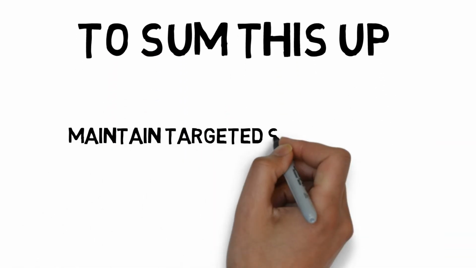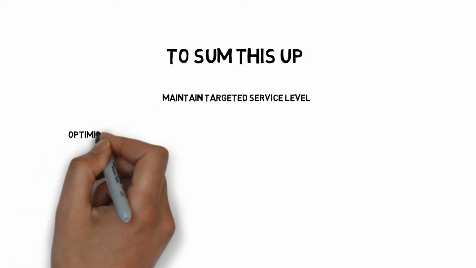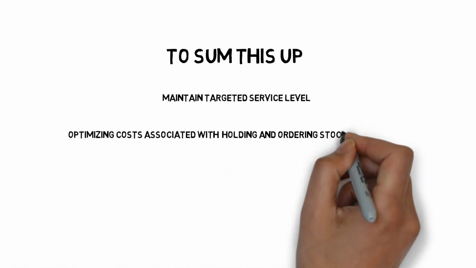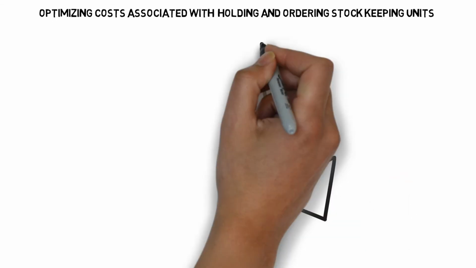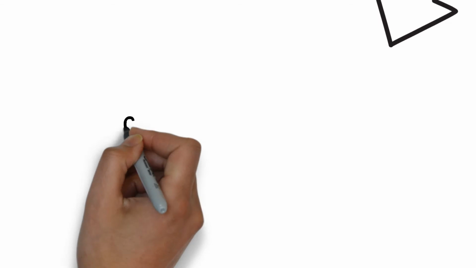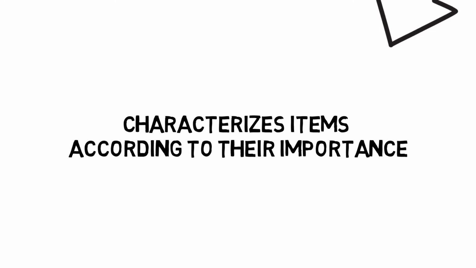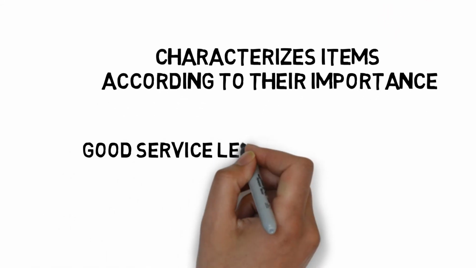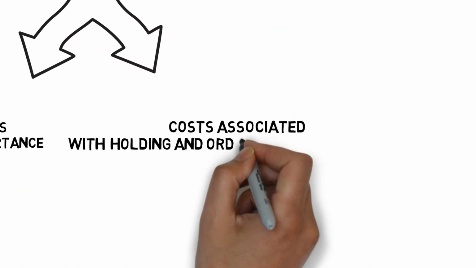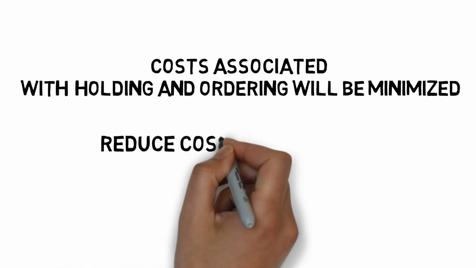To sum this up, our objective was to find a method that ensured the bookshop maintains its targeted service level while optimizing costs associated with holding and ordering stock-keeping units. As we've just seen, the ABC analysis exactly corresponds to this definition for the following reasons. Firstly, it characterizes the items according to their importance. Thus, the bookshop is able to maintain a good service level. Secondly, the cost associated with holding and ordering will be minimized as this method categorizes less critical items into B and C parts. As a result, they will need to be reviewed and reordered less often, which considerably reduces the costs.